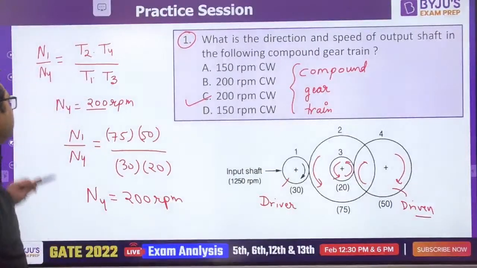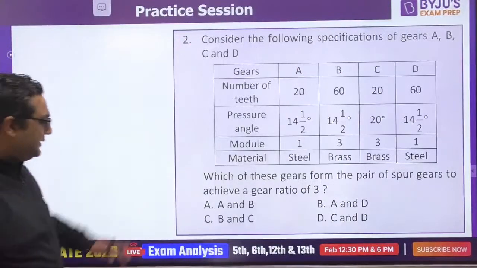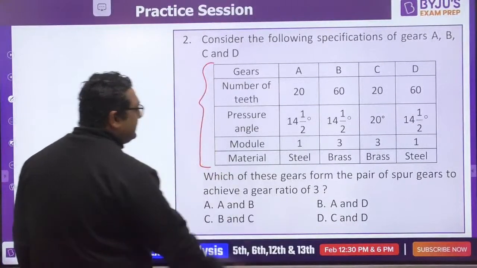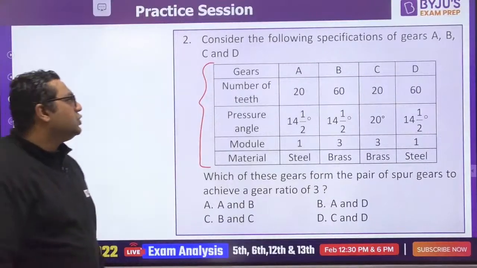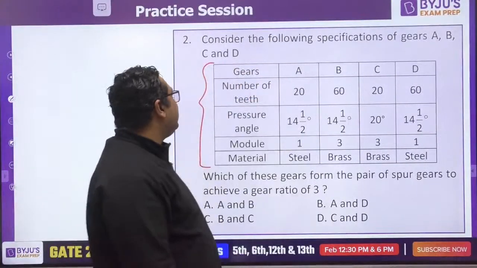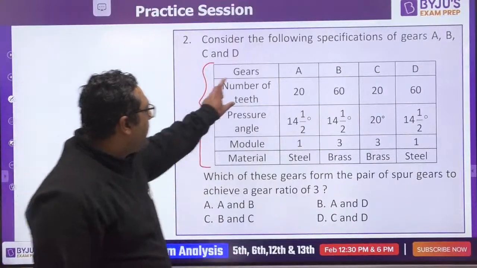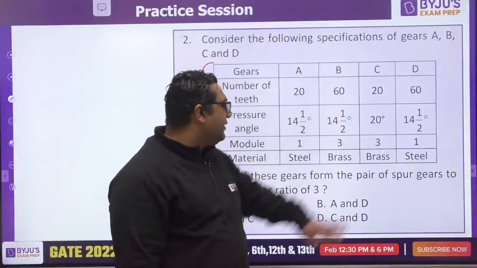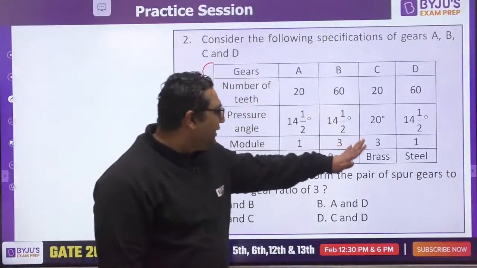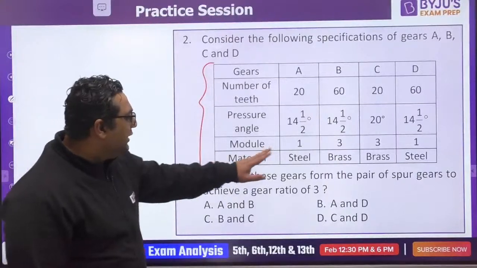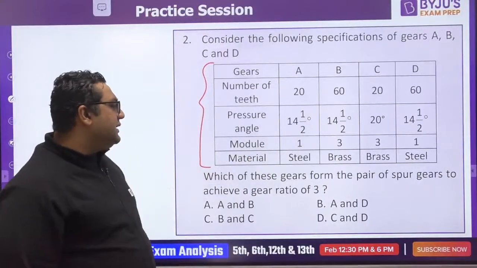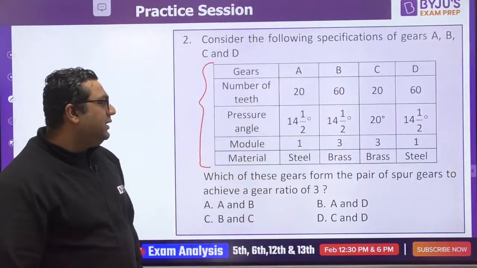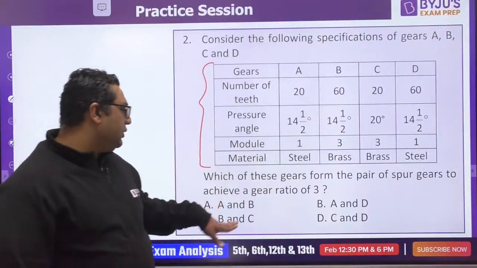Let us move to the next question, guys. This is a good question. I have taken this question once before also, and my insight says this type of question you can get this year. Consider the following specification of gears A, B, C, D. They have given the number of teeth 20, 60, 20, 60, pressure angle 14.5, 14.5, 20 and 14.5, module 1, 3, 3, 1, and material steel, brass, brass, steel. Which of these gears form a pair of spur gears to achieve the gear ratio of 3? Which of the following can give you a gear ratio of 3?